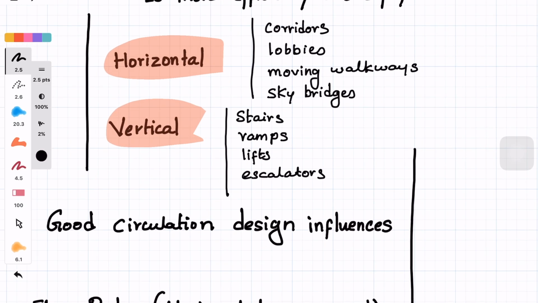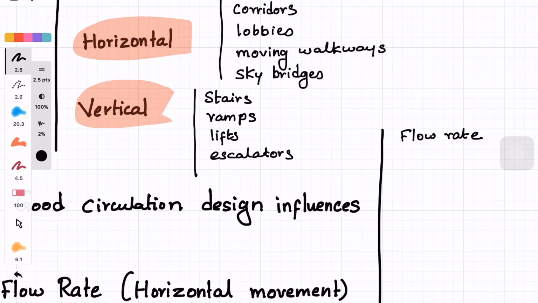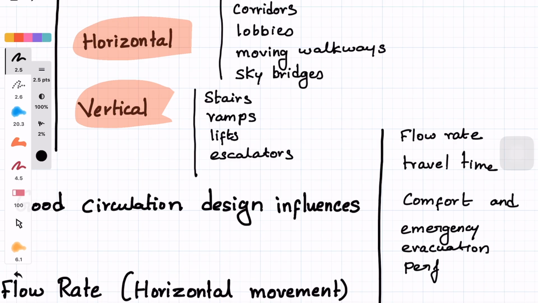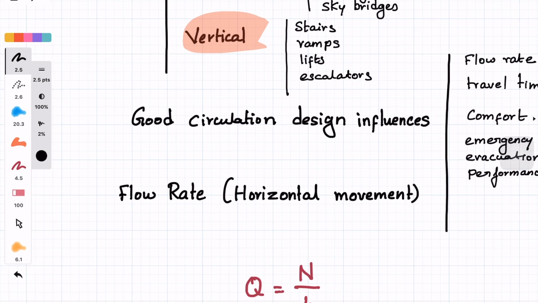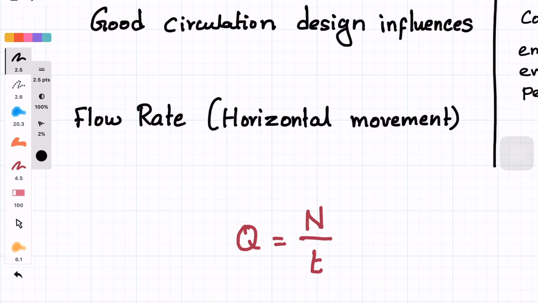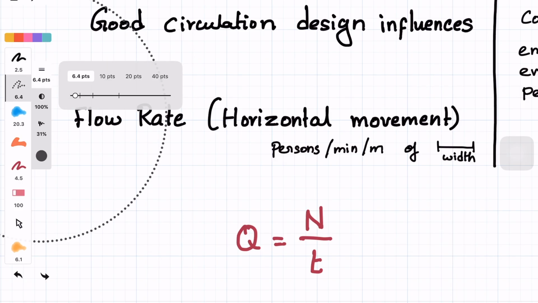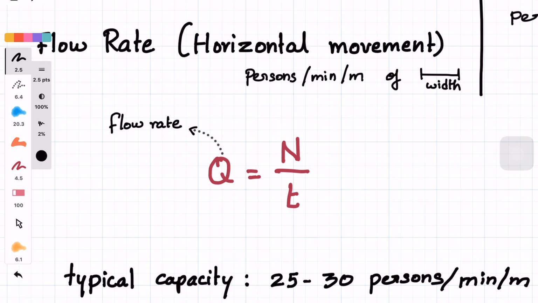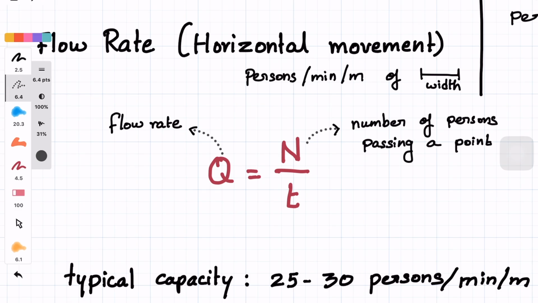Good circulation design influences the flow rate, travel time, comfort, and mainly emergency evacuation performance. Now we are going to see flow rate. Flow rate means the number of persons passing a reference point per unit time. Commonly it is persons per minute per meter of a particular width. It is given by the formula Q equal to N by T, where Q is flow rate, N is the number of persons passing a point, and T is time in minutes.